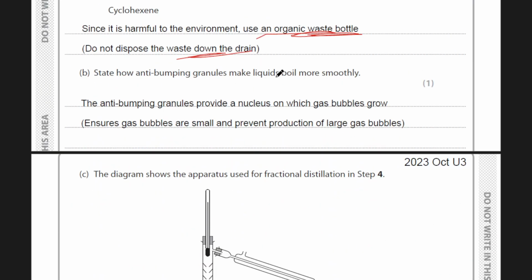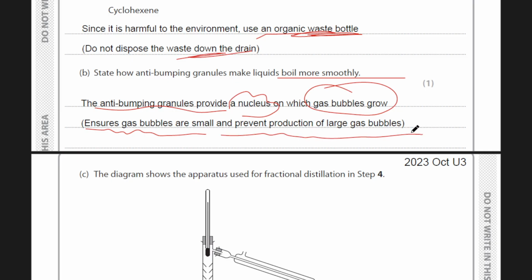State how anti-bumping granules make the liquid boil more smoothly. Well, first of all, the anti-bumping granules provide more nucleation sites. Nucleation sites are basically spaces on which gas bubbles tend to grow. Another thing you can say is that since the nucleation sites are pretty small, this ensures that the gas bubbles produced are small, and it prevents the production of large gas bubbles, because since the nucleation sites are small by themselves, there is no chance of producing large gas bubbles.